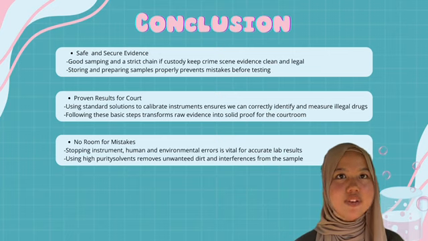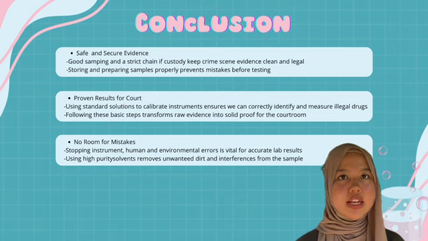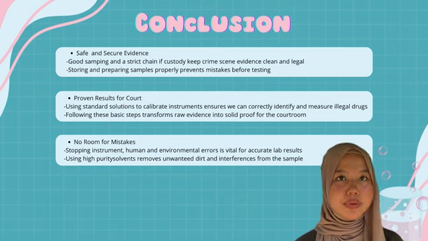Finally, all of this leads to proven results that can be used in court. By using standard solutions to calibrate our instruments, we can confidently identify substances like methamphetamine and measure their exact purity. Ultimately, following these basic chemical protocols is what transforms raw, messy crime scene evidence into solid, undeniable proof for the courtroom. With that, we end our group presentation.